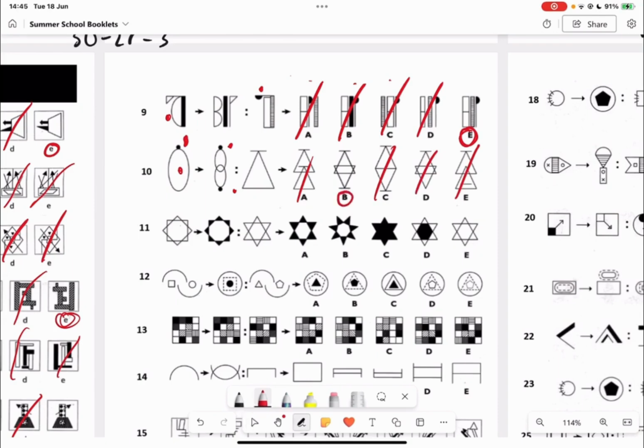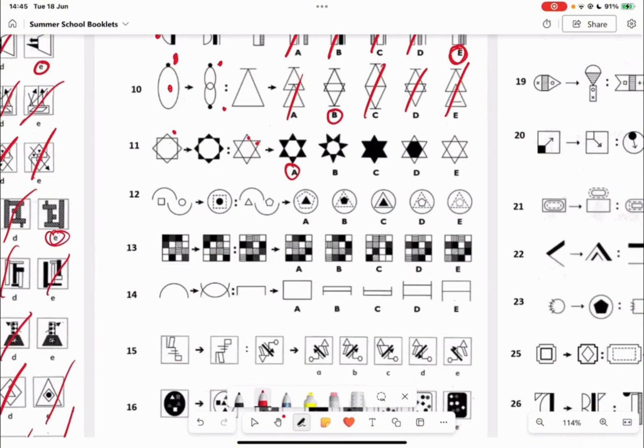Okay, question 11. We can see that the areas that aren't overlapping in our star will become black. So given that, our answer will be A, because the areas that aren't overlapping between the 2 triangles have become black.